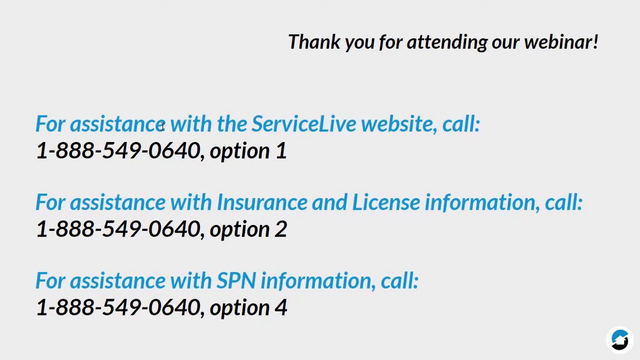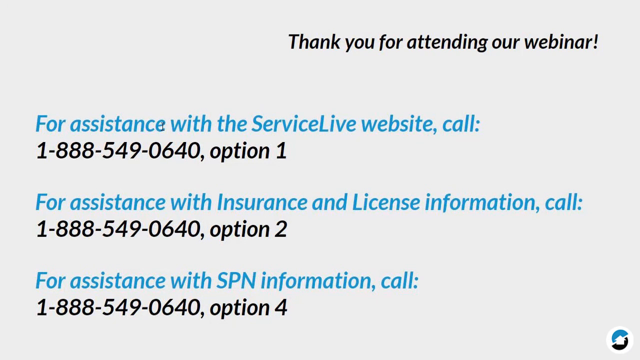If you have any further questions, there are some helpful phone numbers on the screen that you are free to call whenever you need assistance. For assistance with the ServiceLive website, including service order questions or updates, or even general questions about the platform, call 1-888-549-0640, option 1.